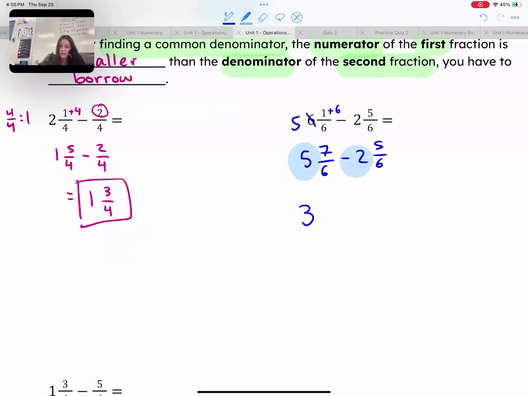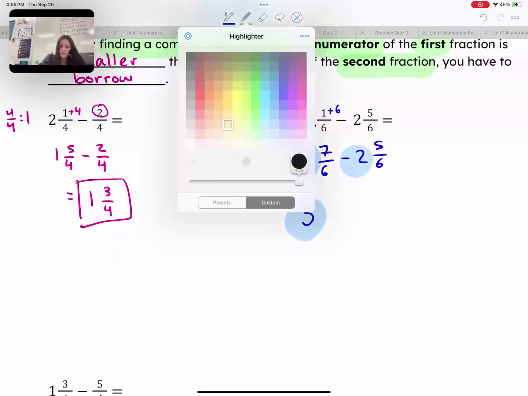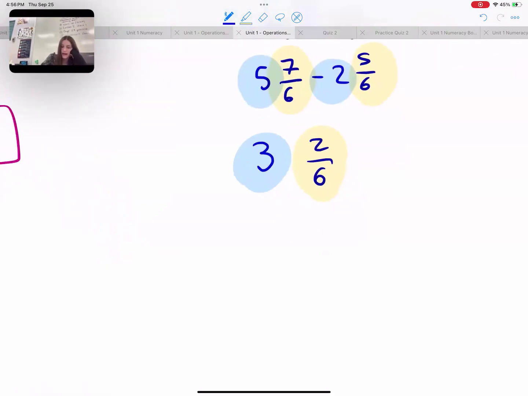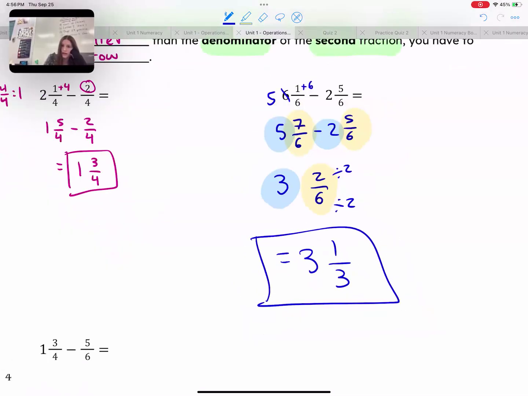And then I'm going to now subtract my second fraction from my first one. So that is going to give me 7 minus 5 is 2 over 6. So this is my final answer. Actually, I have to reduce it. So I can reduce this into 1 over 3. So divide by 2, divide by 2. And now my final answer is 3 and 1 over 3. Beautiful, gorgeous, stunning, fantastic.